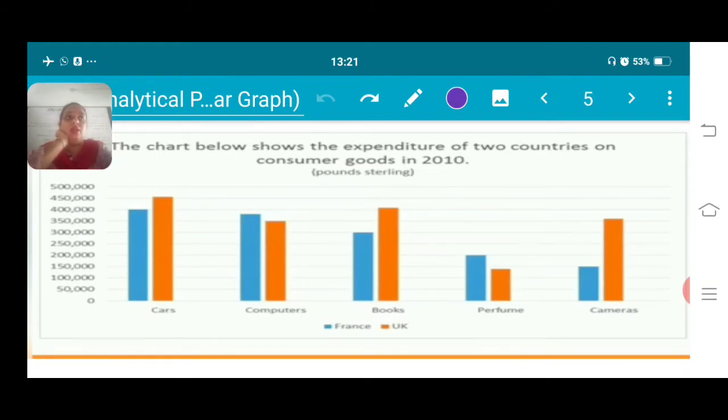There we do not need any data, but we have to just paraphrase the question itself. So what we have read here, that the bar graph is showing the expenditure of the two different countries, France and the UK, on consumer goods in the year 2010. So this we have to write in our introduction part.